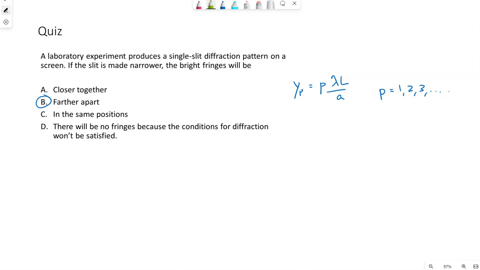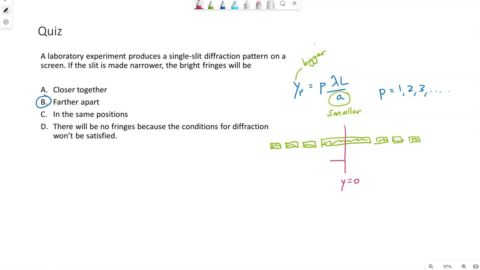So here we're making the slit narrower. A is the width of the slit. So if we make that smaller, y gets bigger. And if you recall, in a single slit pattern, we have the wide, bright central maxima with smaller, not quite as bright maxima on either side. We defined y equals 0 in the center of this central maximum.